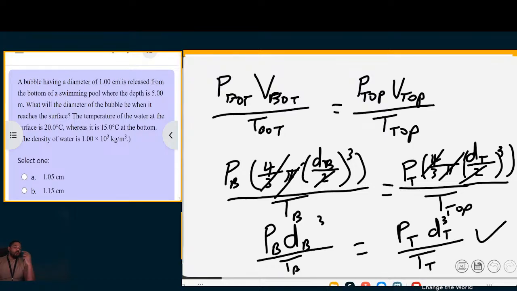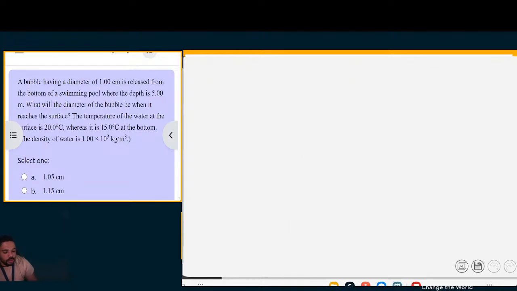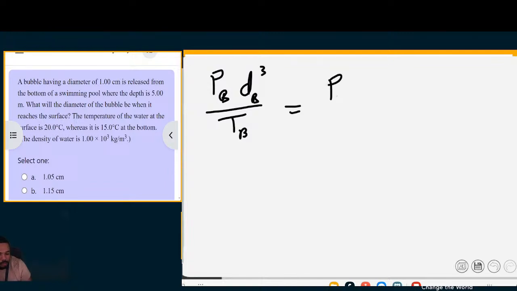We can actually now work out the diameter at the top based purely on the pressures, the temperatures, and the original diameter. Okay, so what was the formula? I usually start at the bottom: the pressure at the bottom, temperature at the bottom, the diameter at the bottom cubed should be equal to pressure at the top, diameter at the top cubed over temperature at the top.